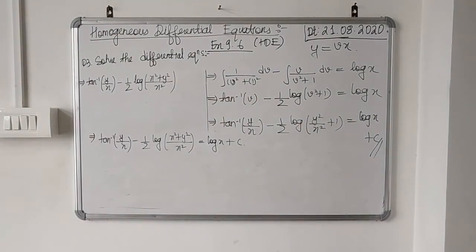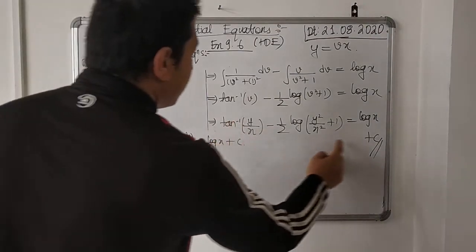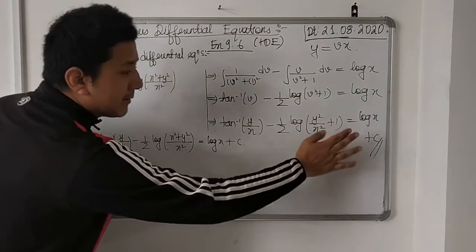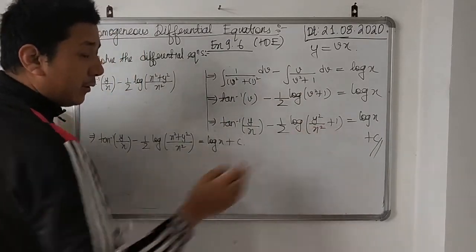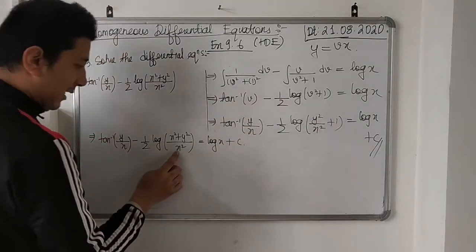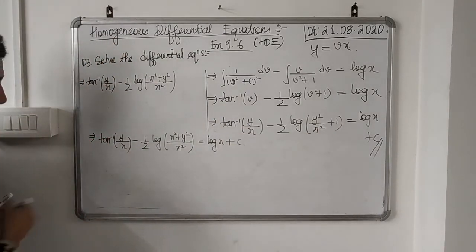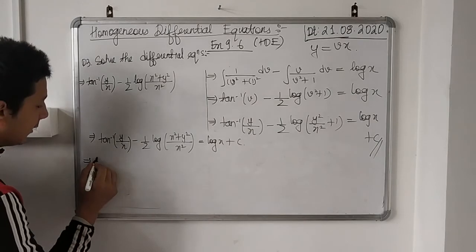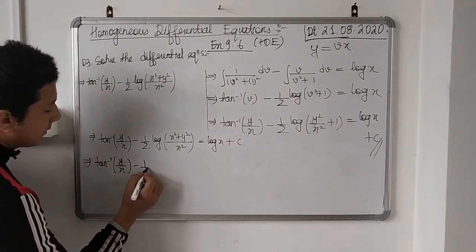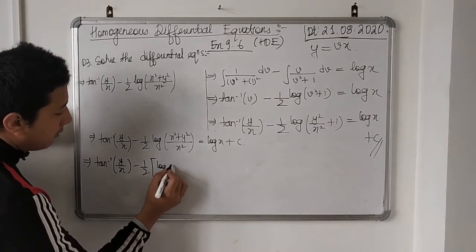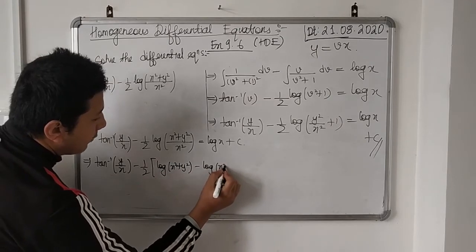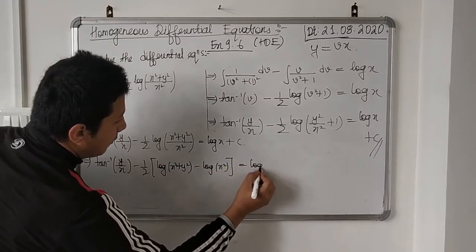Alright, if you check the answer, you won't be finding the same answer, but there's something different out there. The reason is that you can keep your answer till here also, okay, but the author has simplified further. So what we can do is take the LCM, please take the LCM, and now you have to use the formula of log of a by b. So this is tan inverse y by x, alright, minus half, and this will be log of x square plus y square minus log of x square, okay, is equals to log x plus c.